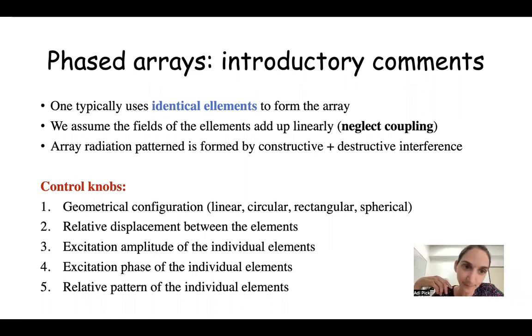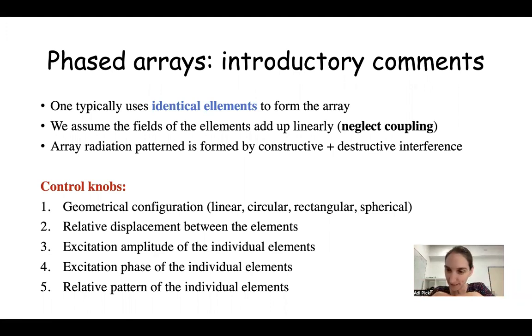Third comment, which we have already seen, is that the array radiation pattern is formed by constructive and destructive interference of the waves produced by the individual sources. Okay, so what you will see is how by varying the array, we vary the radiation pattern.